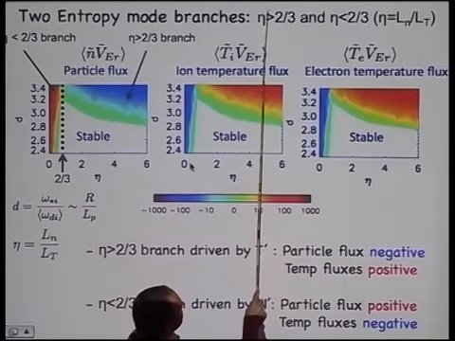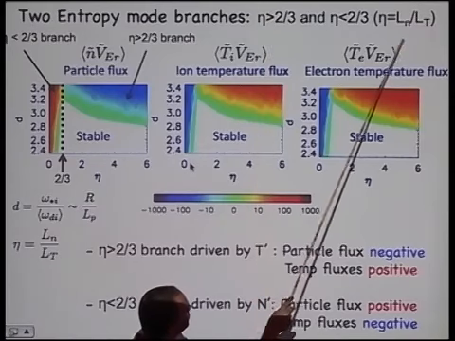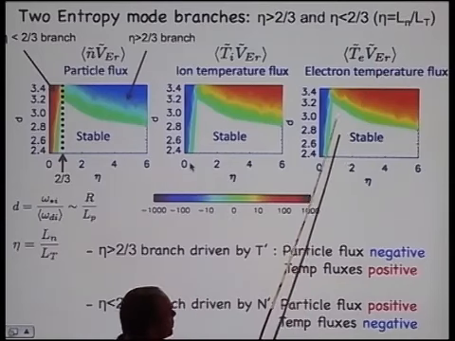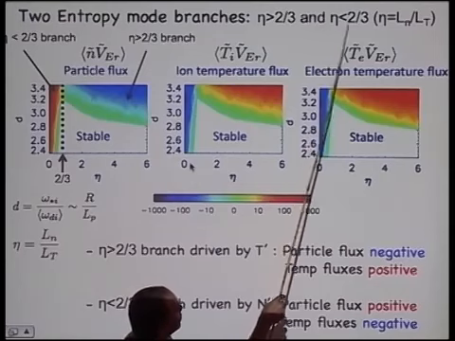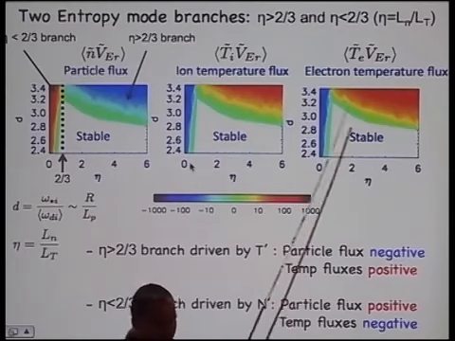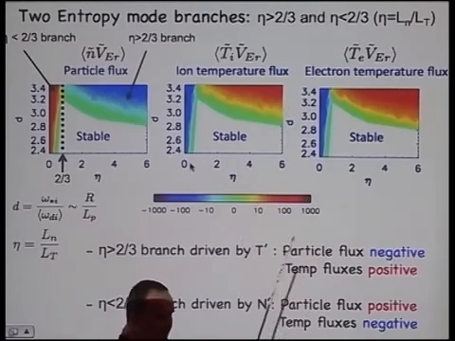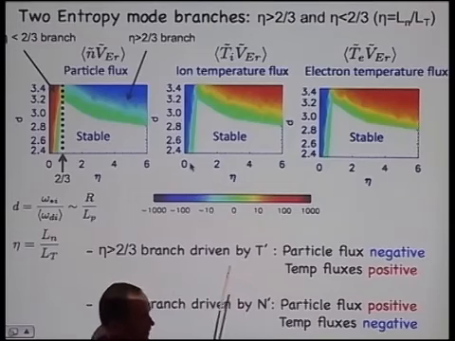So when eta is greater than 2/3, what it basically means is that LT is smaller than Ln. That means that the temperature gradient is steeper than the density gradient. Likewise, eta smaller than 2/3 means that the density gradient is steeper than the temperature gradient. I'm going to assume in both cases that the density and temperature gradients decrease with radius, as they do in the experiment.